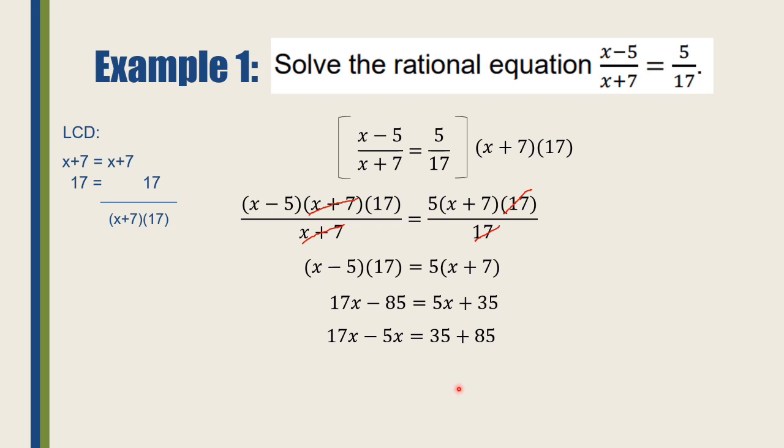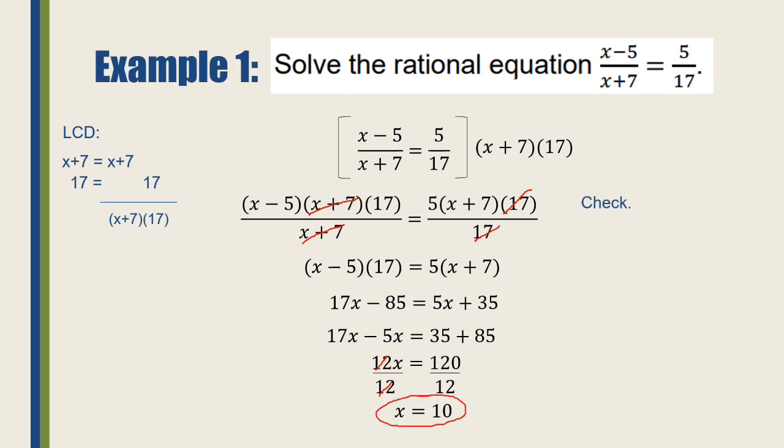Then 17x minus 5x, we have 12x, and 35 plus 85 is equal to 120. Next, divide both sides by 12. So here 12 will be cancelled out. So 120 divided by 12 is equal to 10. So x is equal to 10.